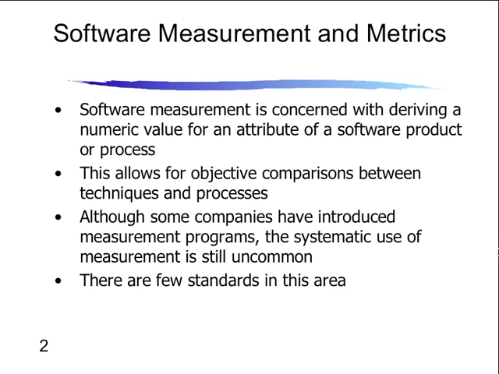What are they? What are we looking at? Software metrics measure something that we're concerned with, deriving a numerical value on an attribute of the software product or process. I'm trying to put a number on something, give it a score, give it a measurement, and it depends on what we're trying to measure as to what type of evaluation we're going to do, what type of number we're going to put on it. It allows for objective comparison between techniques and processes.